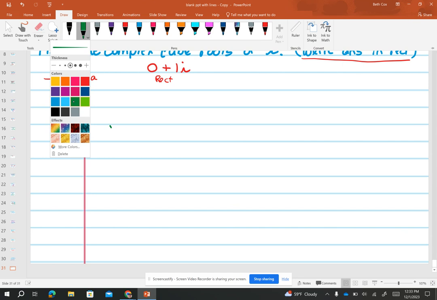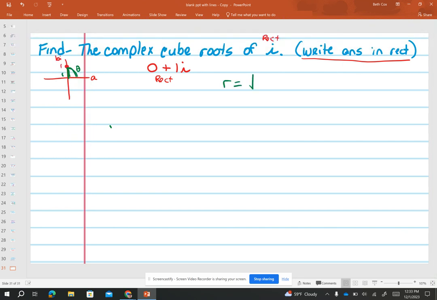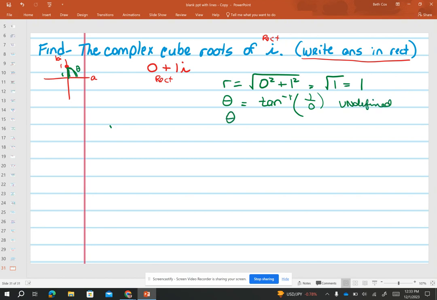So we're going to do the r. r is the square root of 0 squared plus 1 squared, which is the square root of 1, which is 1. Logically, I just decided that. And then theta is the inverse tan of 1 over 0, which is undefined. And so again, where is the tangent undefined? Well, the tangent is undefined at 90 degrees, or technically 270, but when we graph this, we are looking at 90 degrees. So there we go. We have our r and our theta.